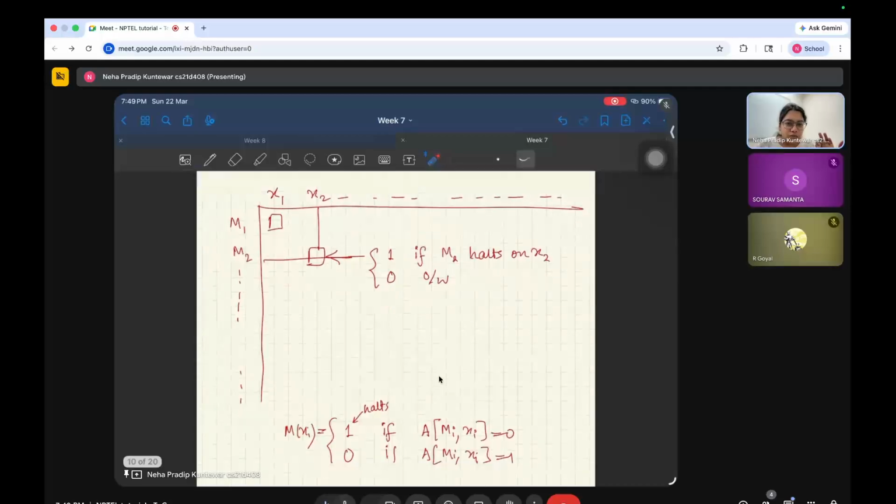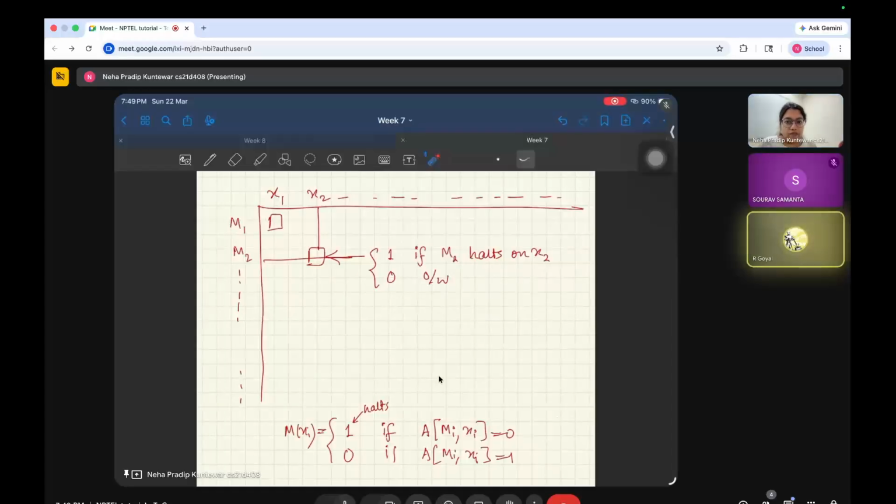Therefore the problem of checking whether mi on xi halts or not cannot be decidable. If it were decidable, then that would mean that this set is uncountable. So that argument is not that clear regarding the existence of the machine m, why this machine m cannot exist. Sorry, what? Why this machine m cannot exist. Okay.